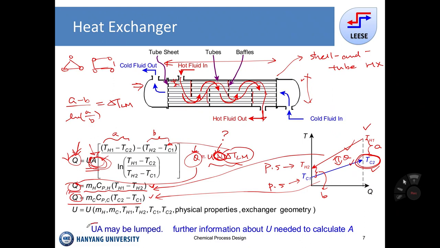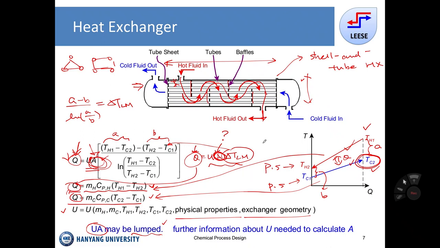Here, UA may be lumped. So actually the overall heat transfer coefficient is a function of the temperature and the flow rate and the physical property and also geometry of this heat exchanger. So that is a very complex business to estimate the overall heat transfer coefficient. So the overall heat transfer coefficient might be specified or maybe assumed. Okay. Then it may not be easy in the beginning. So UA may be lumped and assumed as one single number.